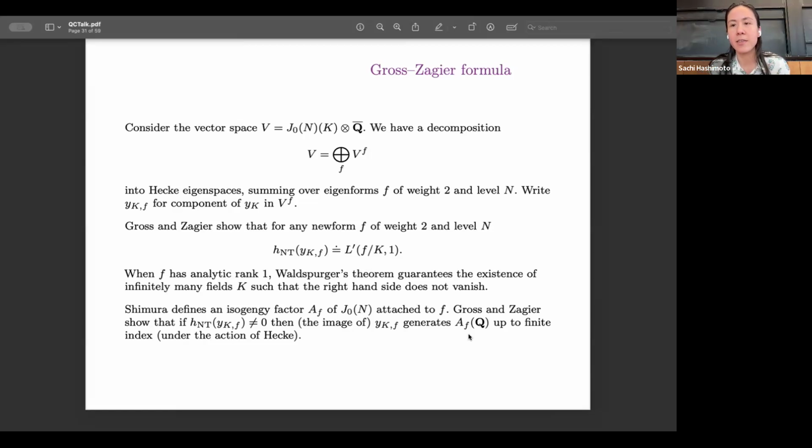So that's the precise statement we got. The slogan is that the Heegner points generate the analytic rank 1 part of the Jacobian, and where that comes from is a statement about the Néron-Tate height of the f-isotypical components being proportional to these special L-values. And the analytic rank 1 part is the part attached to the newforms with analytic rank 1.